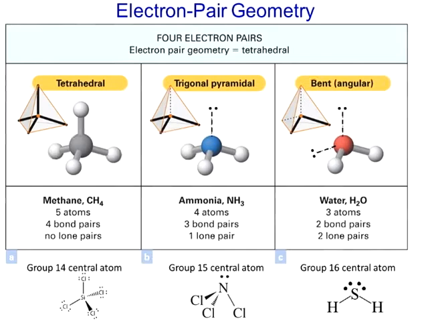For group 16, we have water as our example. 3 atoms, 2 bond pairs, and 2 lone pairs. Therefore, we have a bent geometry with the 2 lone pair electrons taking up positions as well.